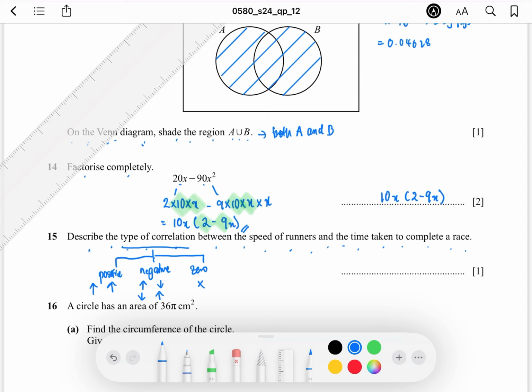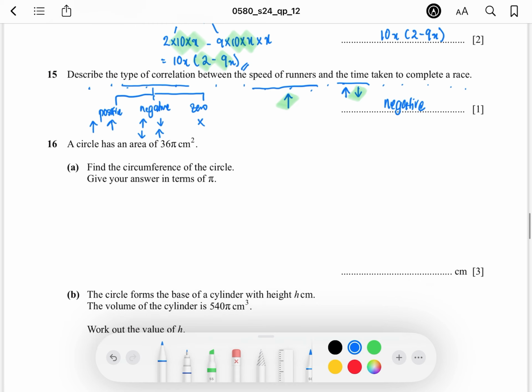Okay? So, we have the speed of the runners and the time taken. That means if the speed increases, laju, the time taken, makin batah, makin cepat dia sampai. So less time. So that means one increases and one decreases, which is negative correlation. So that's how you write the answer.